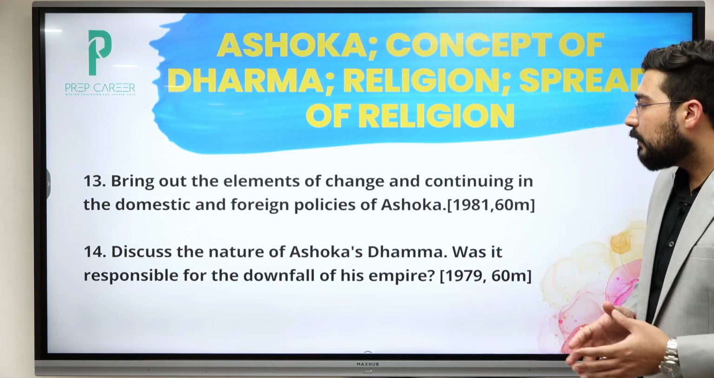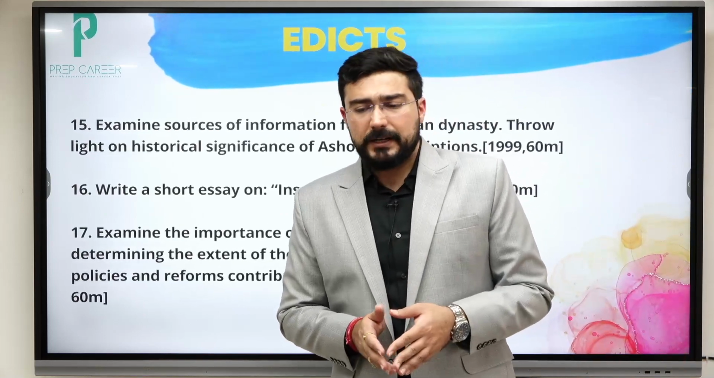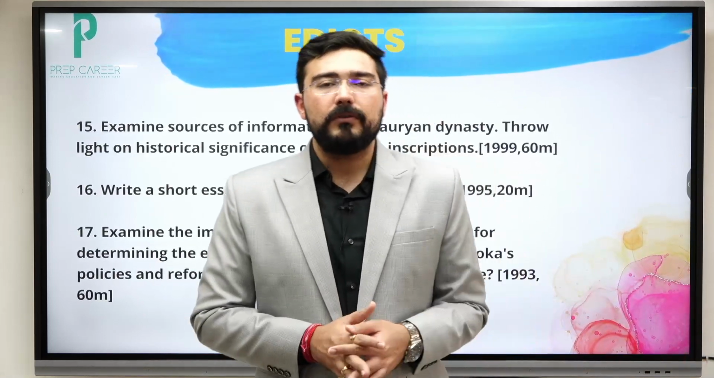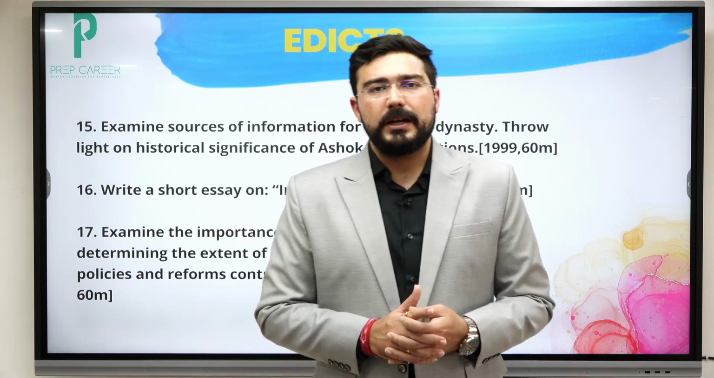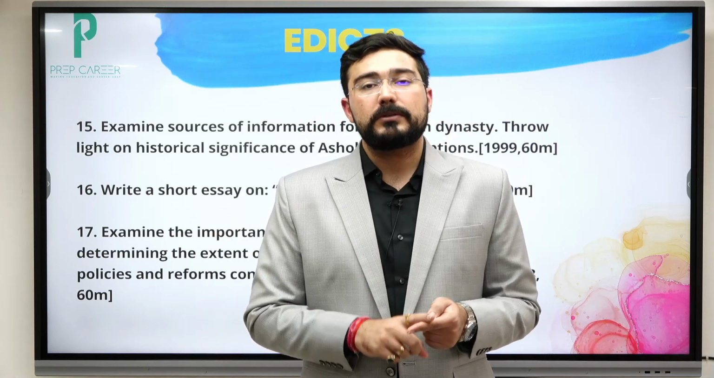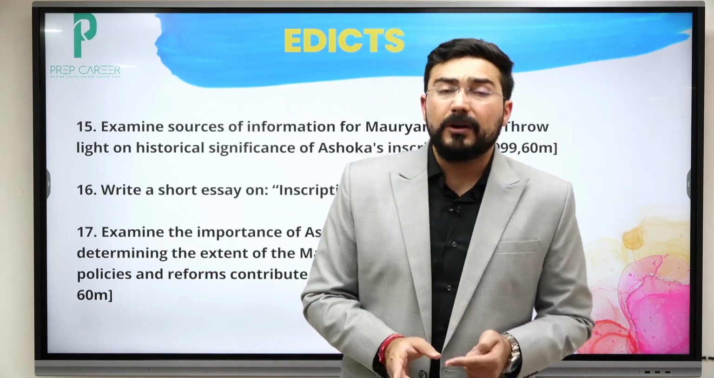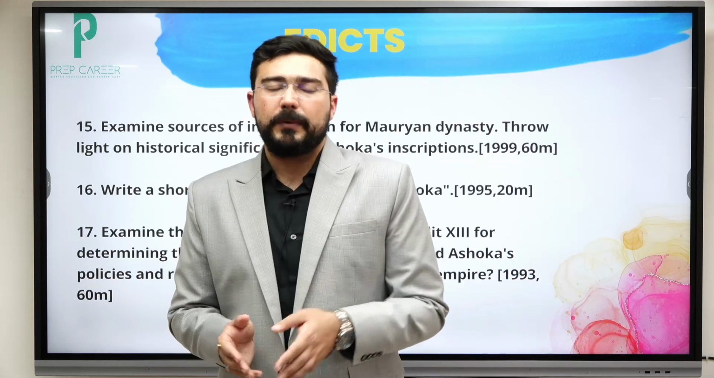Nature of Ashoka's Dhamma, was it responsible for the downfall of his empire? So that is something which is a very debatable topic. To what extent did his pacifist policy lead to the downfall of the Mauryas? So there you need to understand, he did not abolish capital punishment, he did not abolish the killing of animals altogether overall, and he also did not disband his army on the basis of his philosophy.